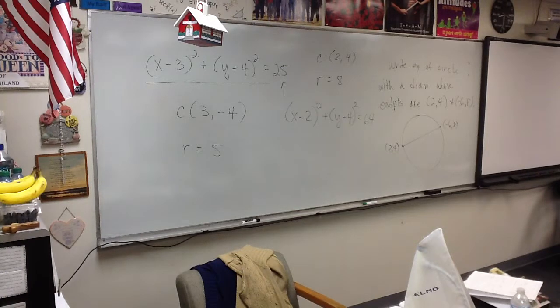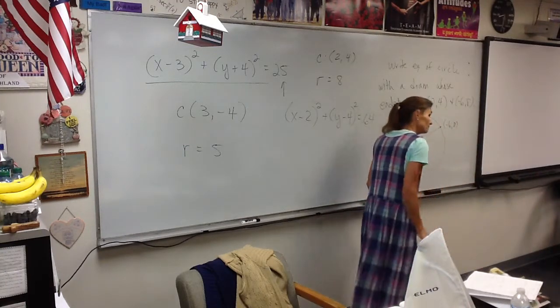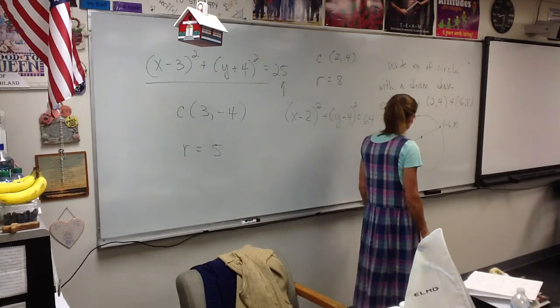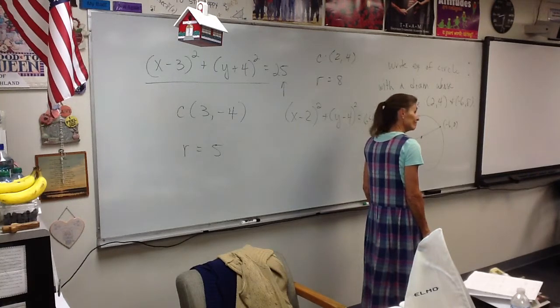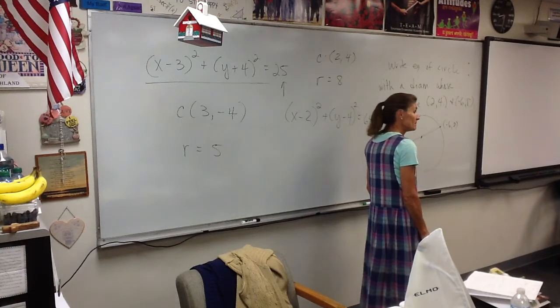I need to find the midpoint, because what's the midpoint going to give me? Well, it's going to give me the middle. It's going to give me the center, right? That's how I'm going to get the center. So, Nick, how do I do midpoint again? X1 plus X2 over 2, and then Y1 plus Y2 over 2. I'm going to add them and divide by 2.